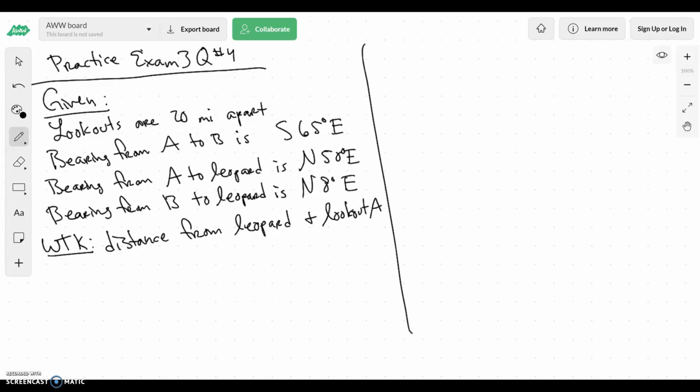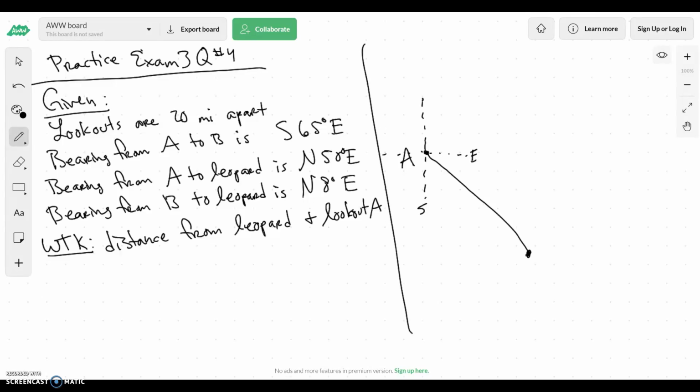And we want to know, so the WTK means what we want to know, is the distance from the leopard to lookout A. Okay, so let's first start with lookouts A and B. So A says that B is southeast 65 degrees. So let's say this is A. So here's lookout A. The bearing on this is going to be southeast. So here is south, here is east. It's going to be southeast towards B.